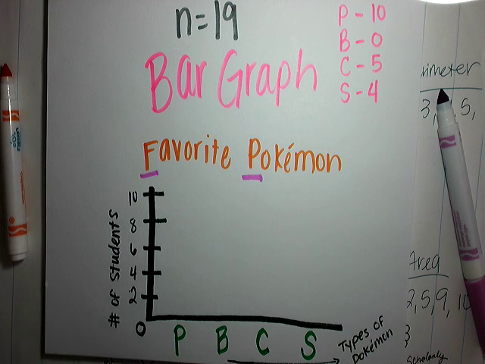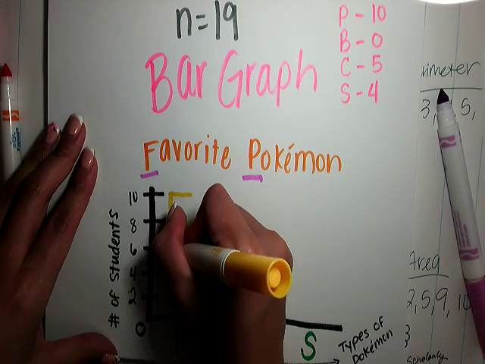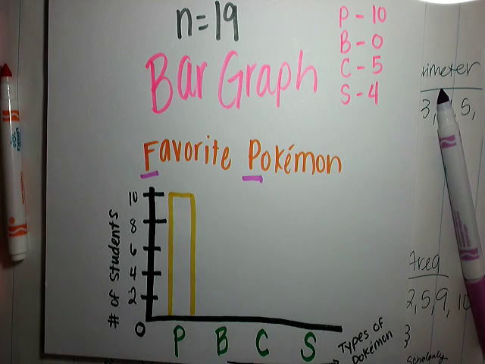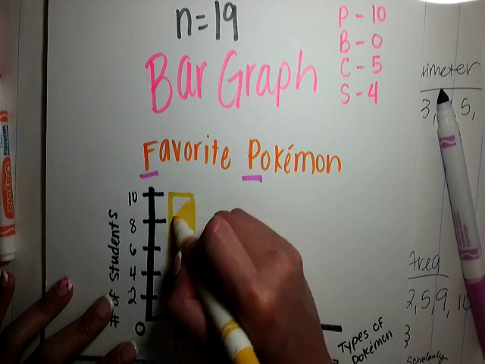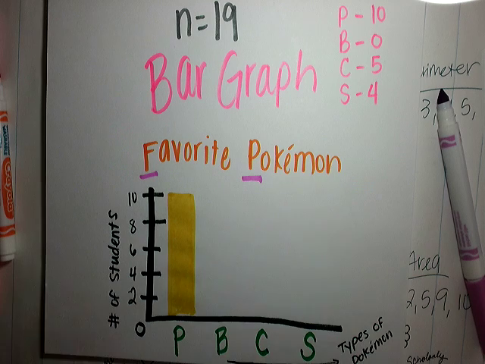Okay? So on a bar graph, what I like to do is I go right up to, so let me use the actual colors because that would be nice. I'm going to take Pikachu, for example. Pikachu had 10. So I'm going to go right up to 10, and here, because this is Pikachu, and I'm going to go all the way down. Here's Pikachu. So then I need to color my bar in. And that shows me how many students chose Pikachu.